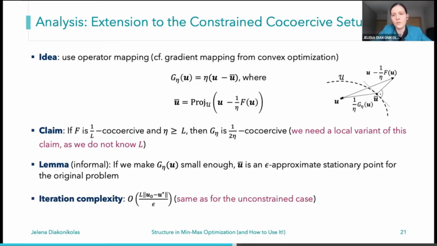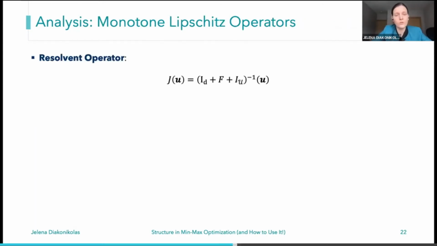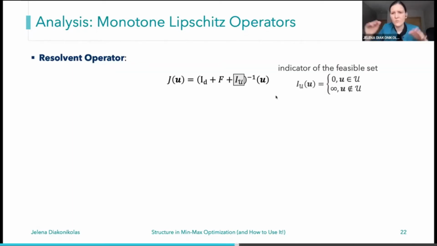Now, so this is one class of problems. If you go to Monotone Lipschitz, there, I don't know how to work directly with f, but what I do know how to work with are the resolvent operators, and many people here are very familiar with them. Again, this was just taking care of the constraints. This is the indicator of the feasible set.